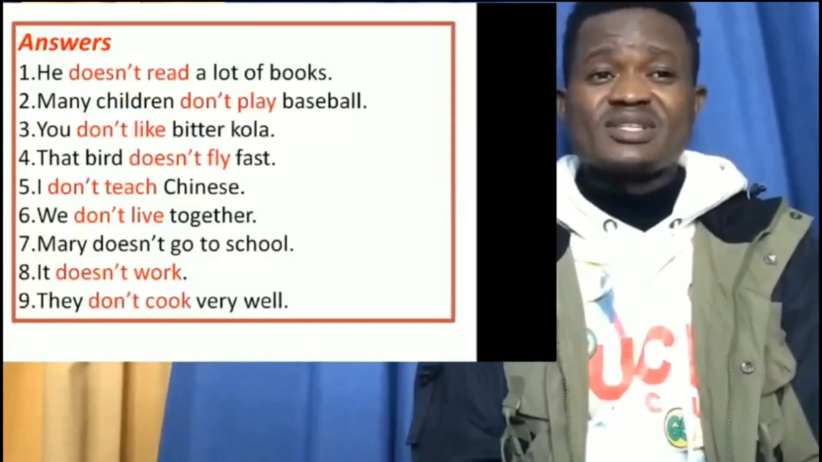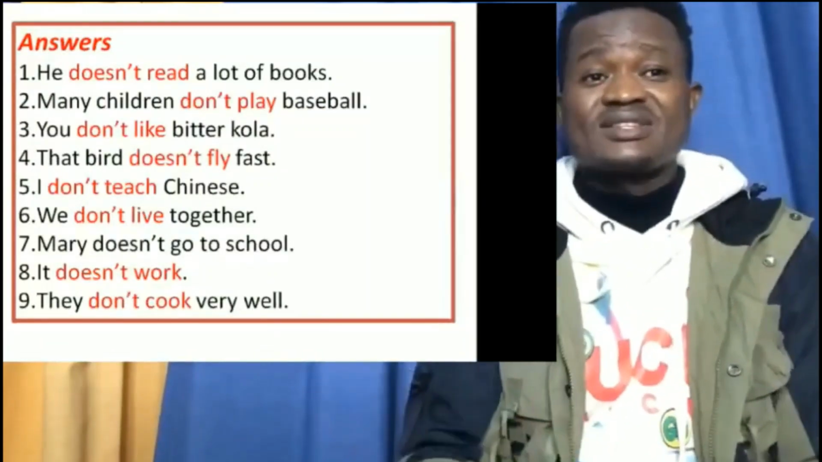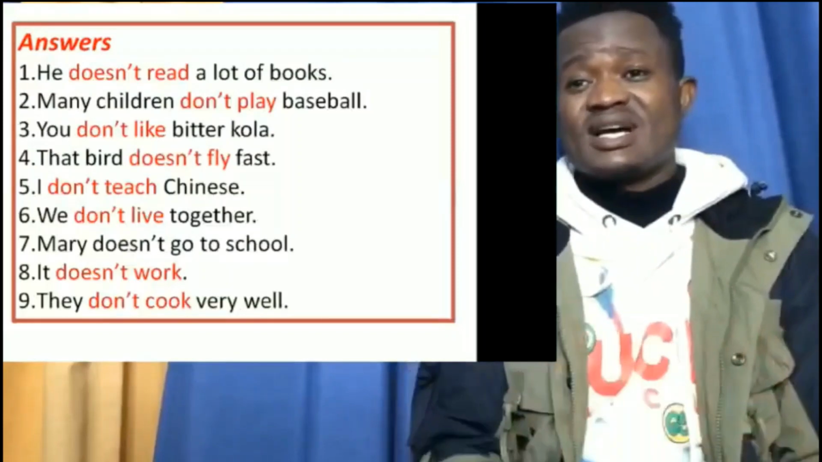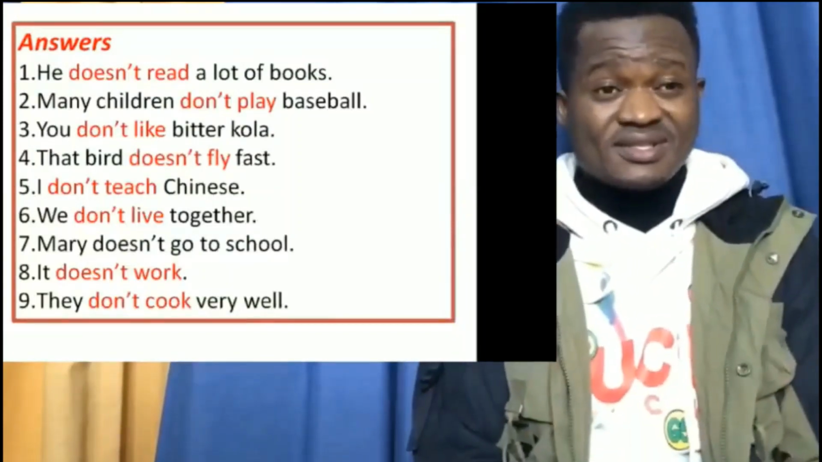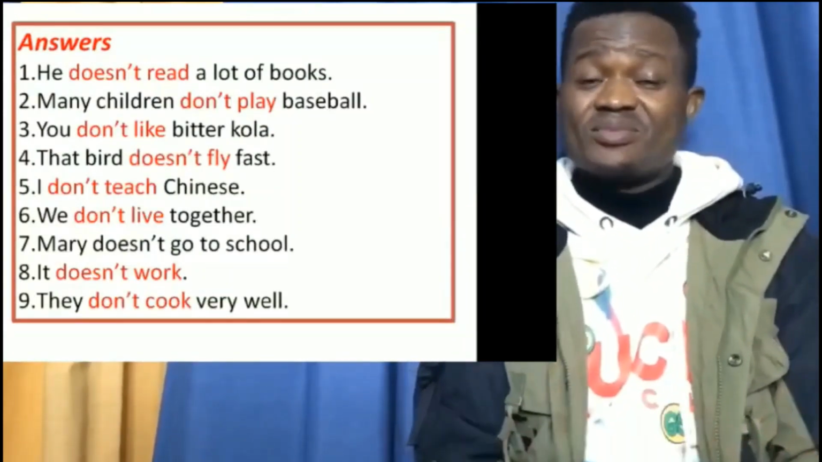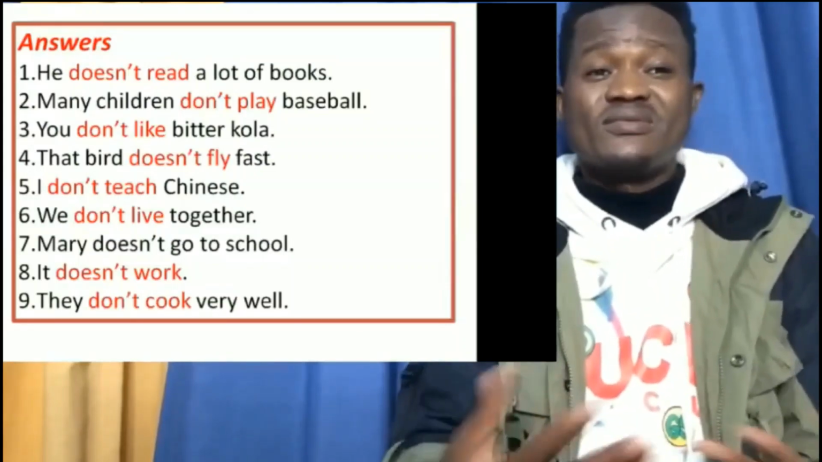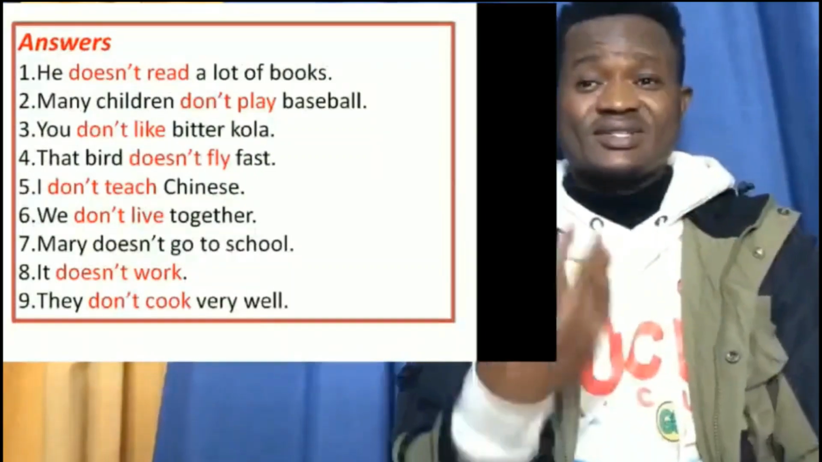Okay. We don't cook very well. "We" is a subject in a plural form, so it has to go with the verb "don't," and "don't" is also in a plural form. So, we don't cook very well. Okay, so you've got to know.